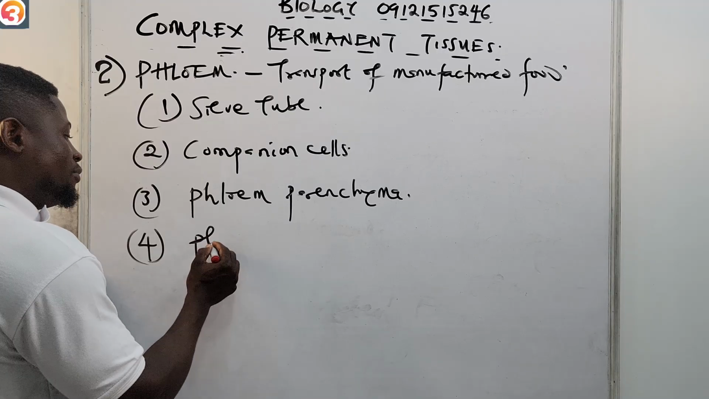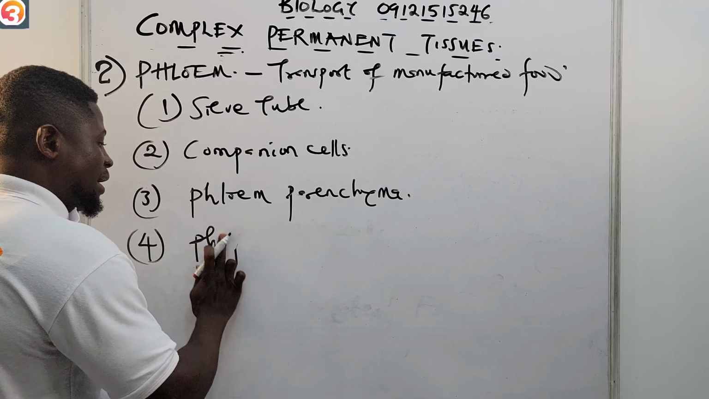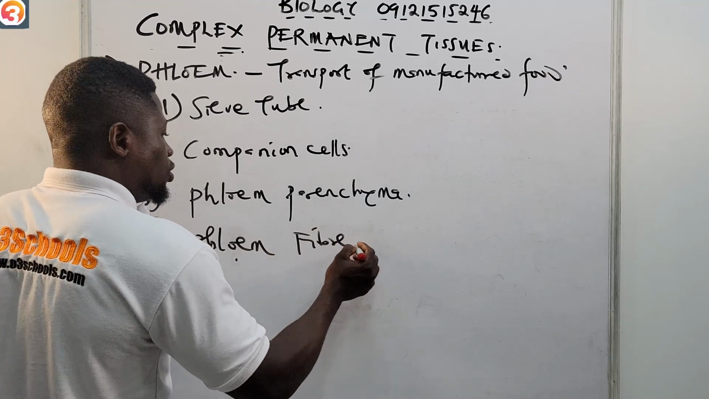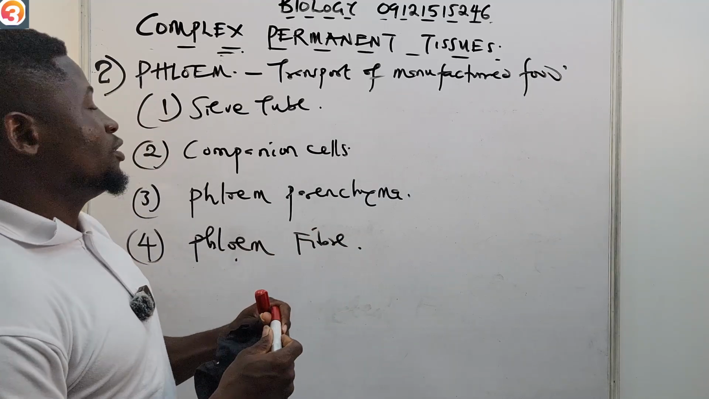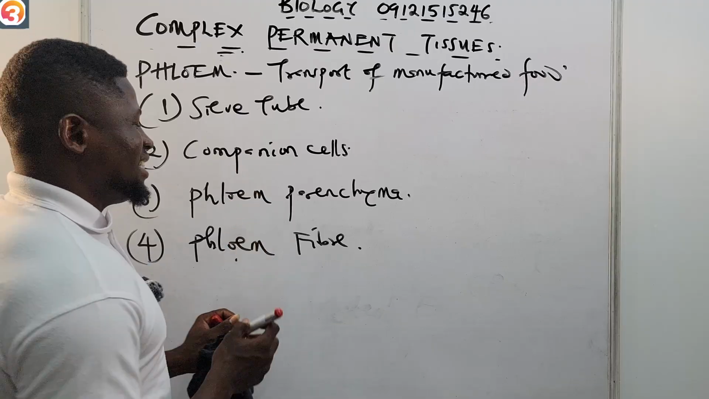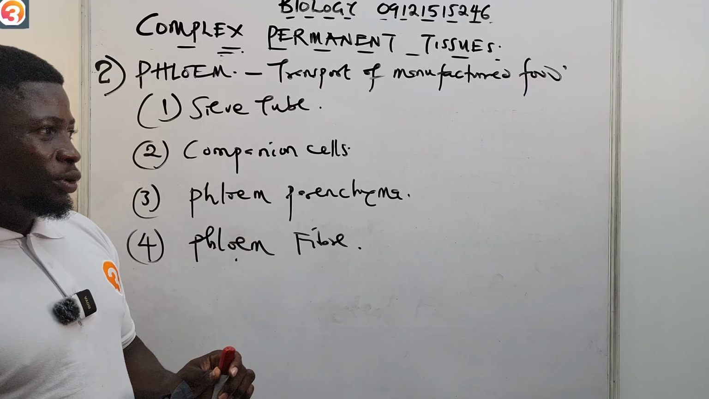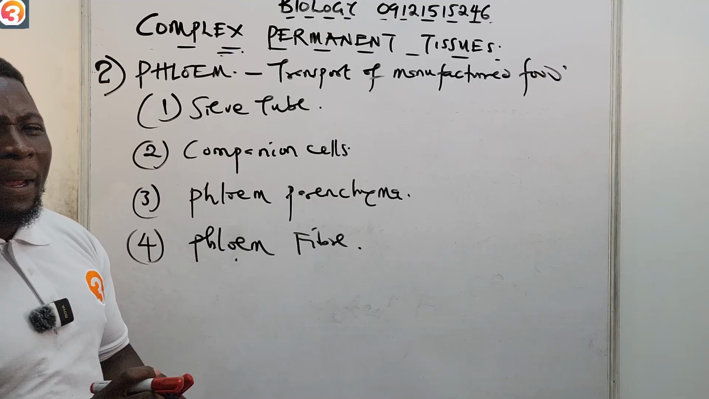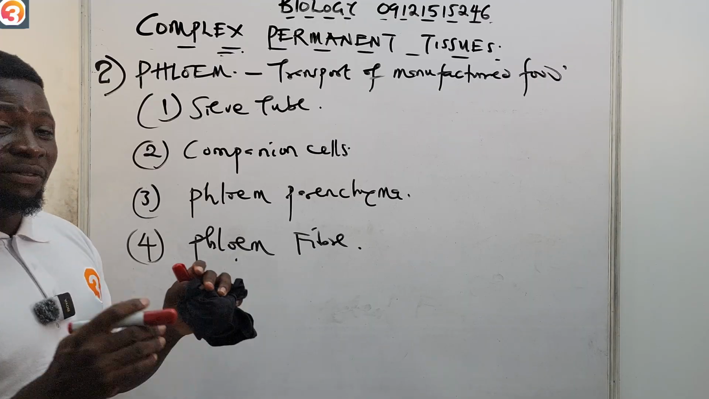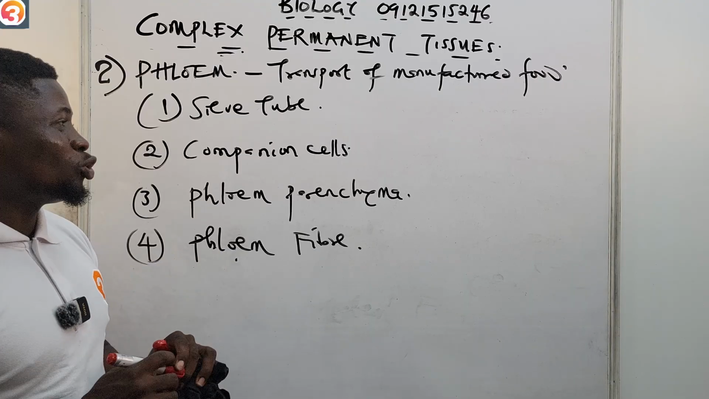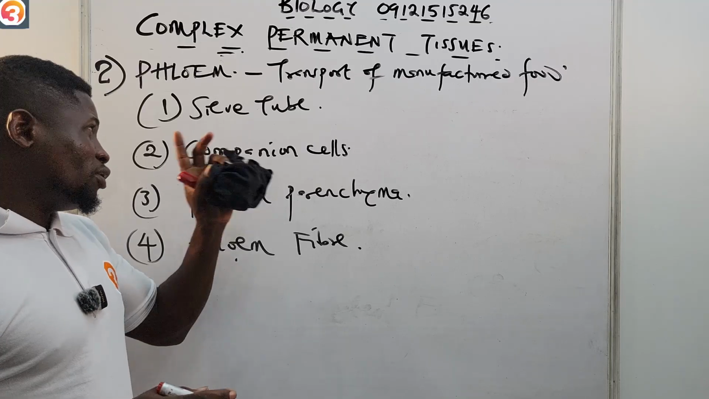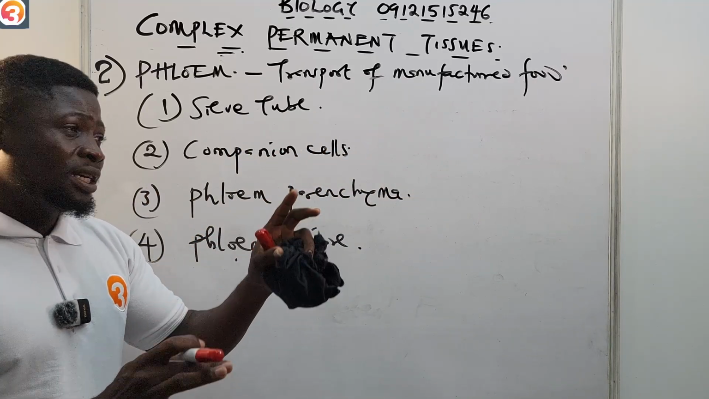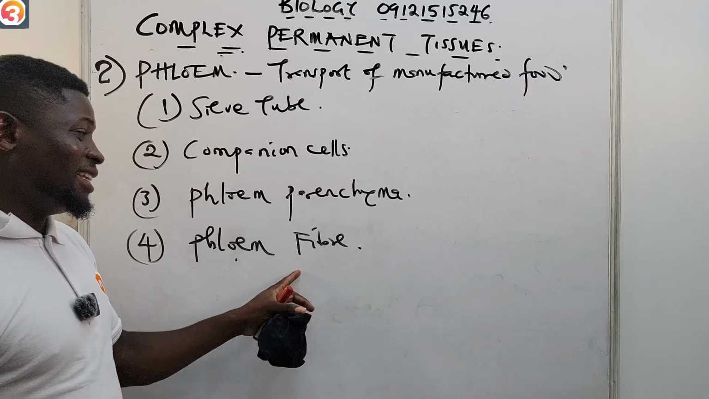We now have the phloem fiber. So these are the 4 components of the phloem. Number 1, the sieve tube. Number 2, the companion cells. Number 3, the phloem parenchyma. Number 4, the phloem fiber. Please take note of all of these. For the xylem, you know the 4 components: the tracheids, the vessels, the xylem parenchyma, and xylem fiber.